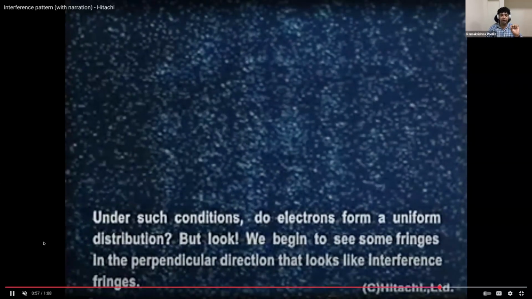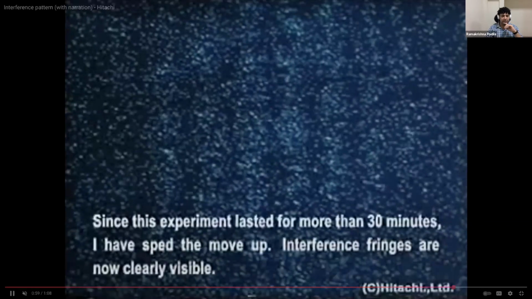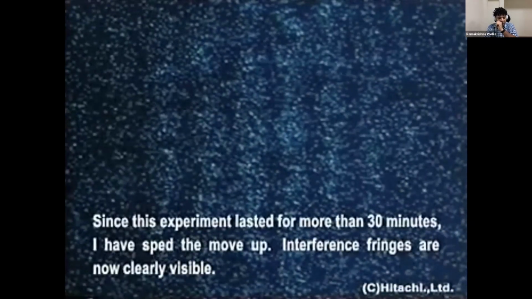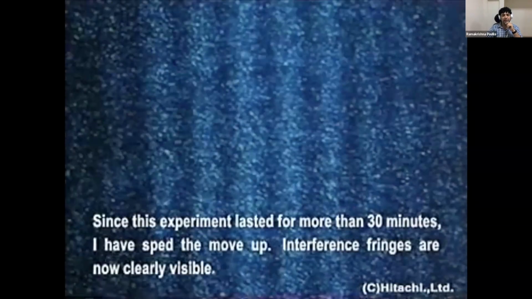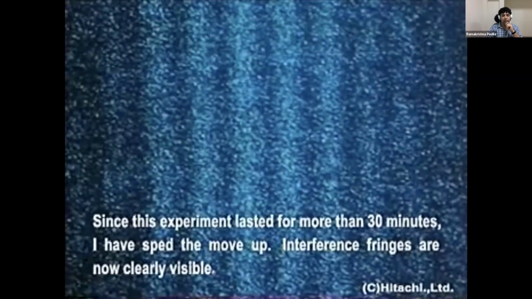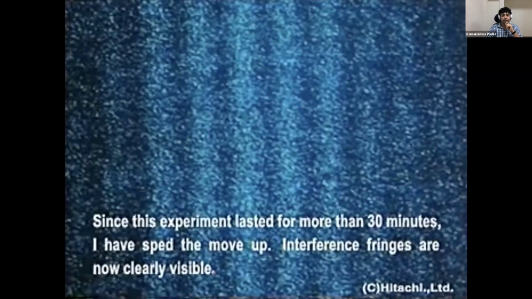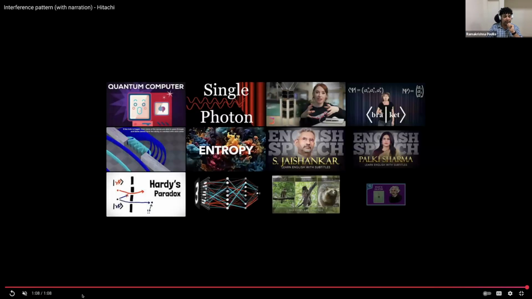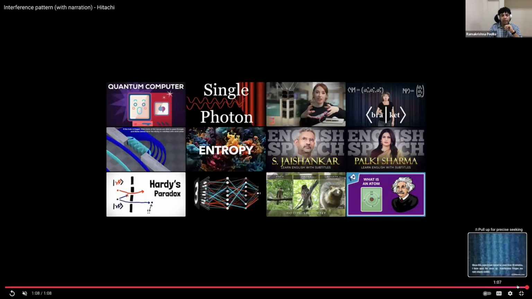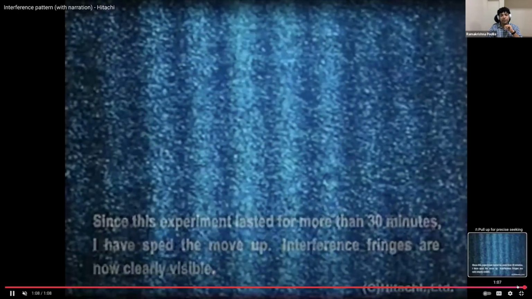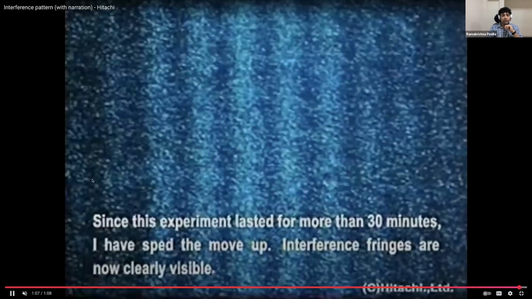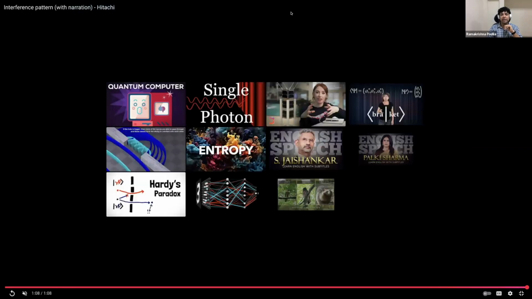I also have some screenshots. If you are unable to see it properly, we can see the screenshots. Because this is a video that was recorded in the 1980s, the thing may not be clear on Zoom. But now as we accumulate more and more electrons, you can begin to see the patterns here. So let's go back to the slides.